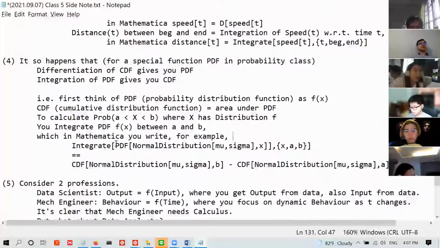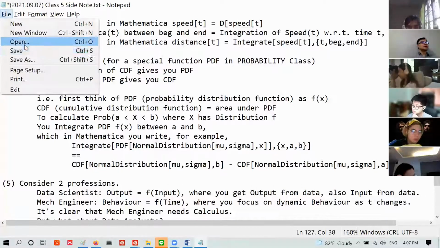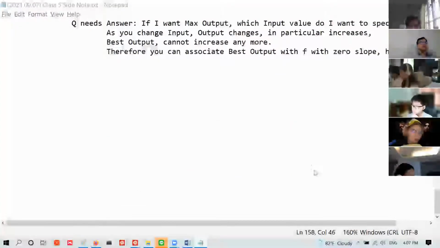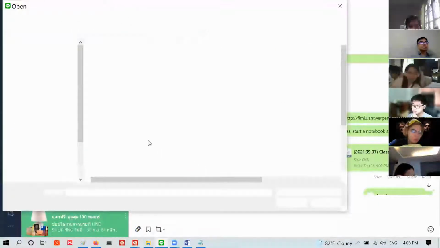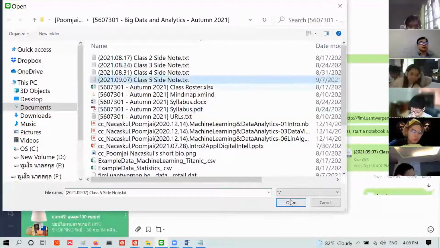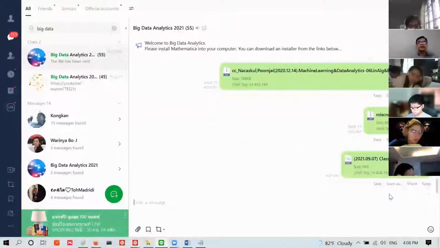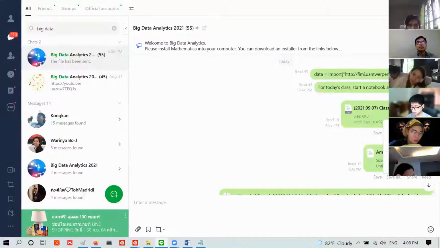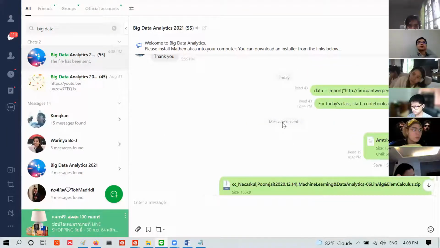Now, in the general case, it's not PDF and CDF, but for probability class, okay, I'll send you this one later. Yeah, I'll send it right now. Okay, let me erase the old one. Hold on. Okay.